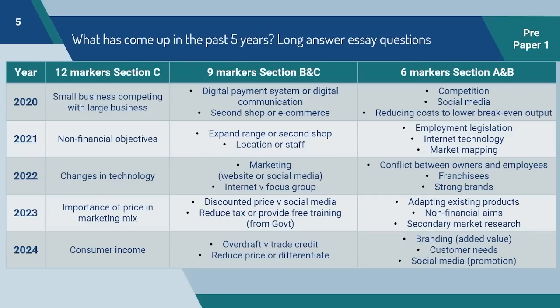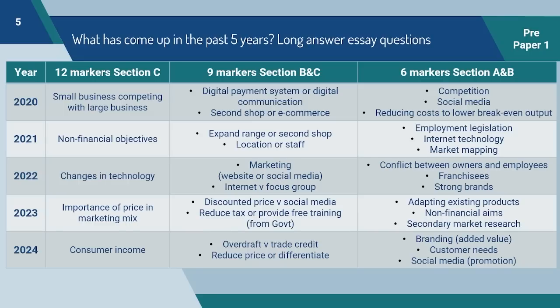So let's have a look at the past exam questions for the last 5 years. We're looking at the 12 markers, 9 markers, and 6 markers here. To be honest, there's so many questions on this paper because there's so many 1 and 2 markers and 3 markers that pretty much every topic's come up at different points. So what I've done is instead I've just focused on what essays have come up. So 12, 9 and 6 markers.